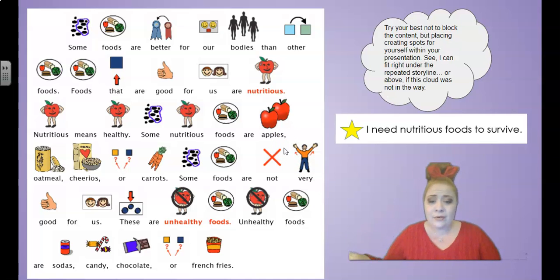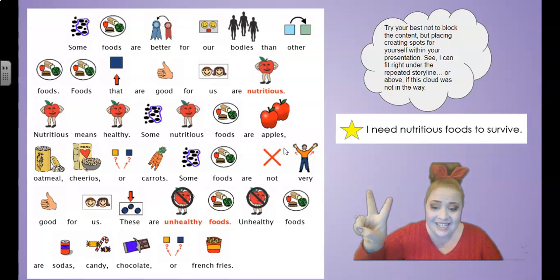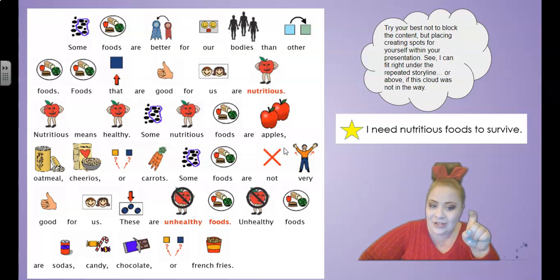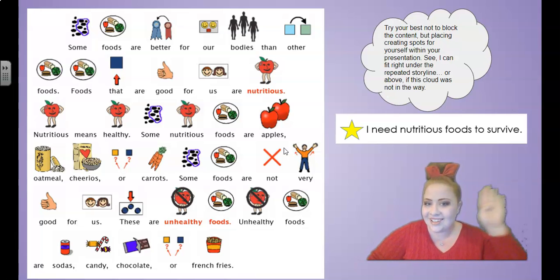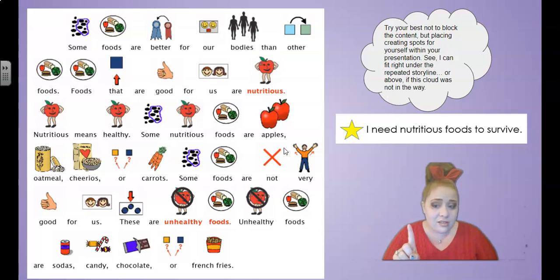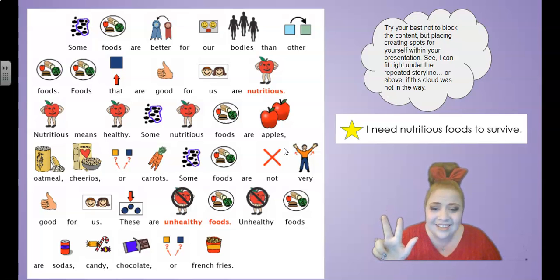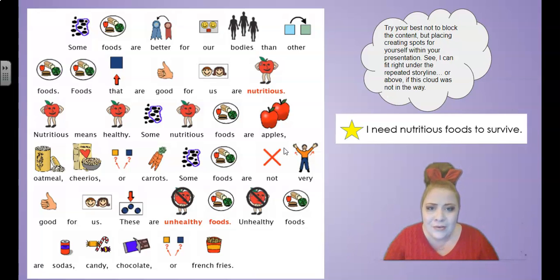So some foods are not very good for us at all. These are unhealthy foods. Unhealthy foods are soda, candy, chocolate, or French fries. I have a question for you. What's an example of an unhealthy food? Did you say sodas, candy, chocolate, French fries? Those are all examples of unhealthy foods.